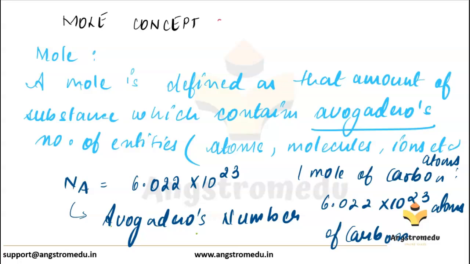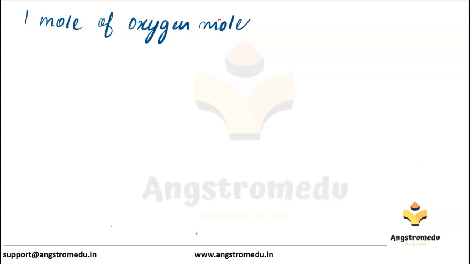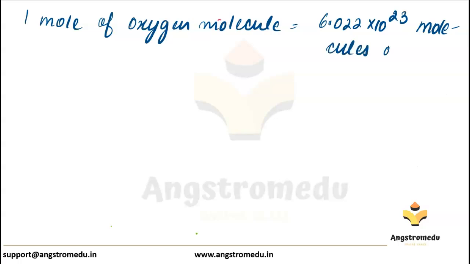So similarly we can have 1 mole of oxygen molecule. So it will have total 6.022 into 10 raised to power 23 molecules of oxygen. Oxygen molecule form means we have O2.